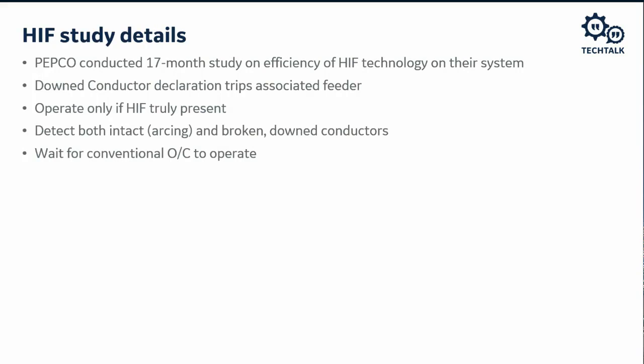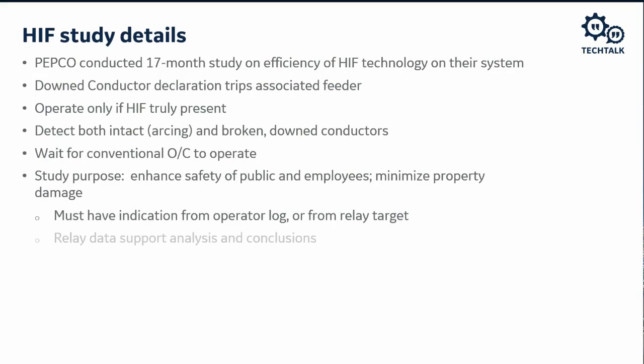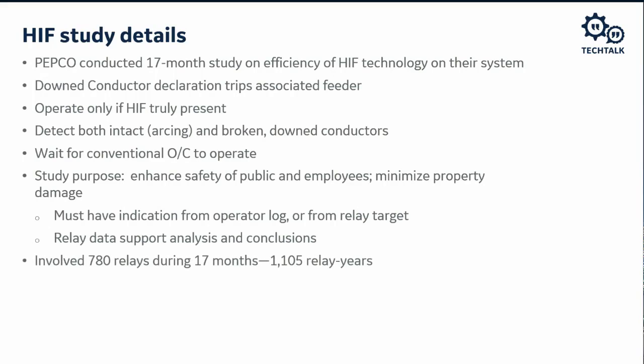The overall purpose of the study was to examine the records to enhance the safety of the public and employees and to minimize property damage and fire. The criterion included proof, so the event must have an indication from the operator log or from a relay target, and the relay data and oscillography support analysis and the conclusions. So the experience study involved 780 relays during 17 months, which is 1,105 relay years. This sample size is sufficient for determining valid results.